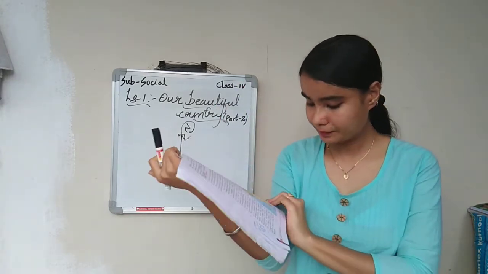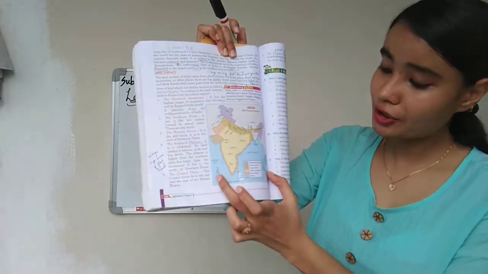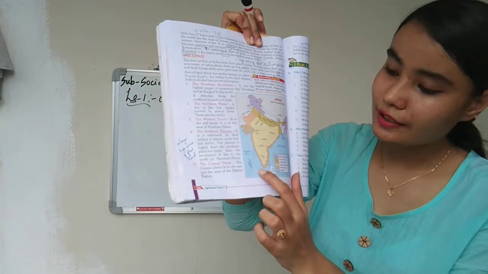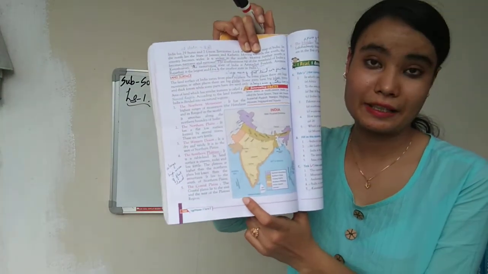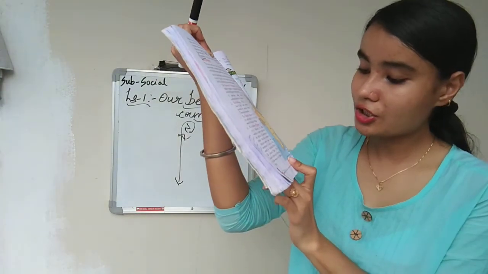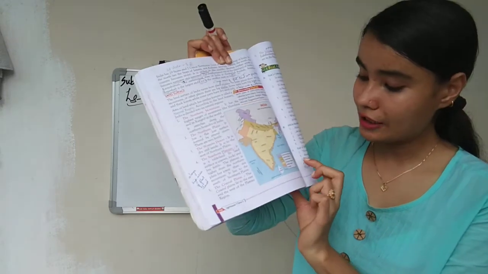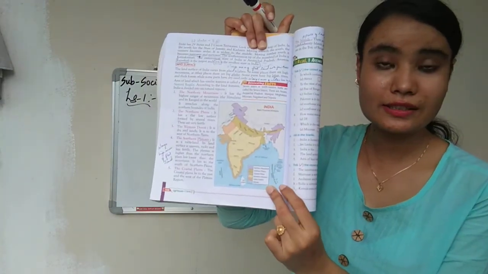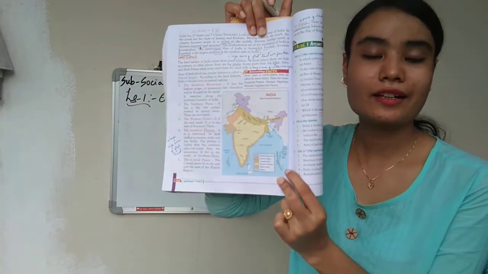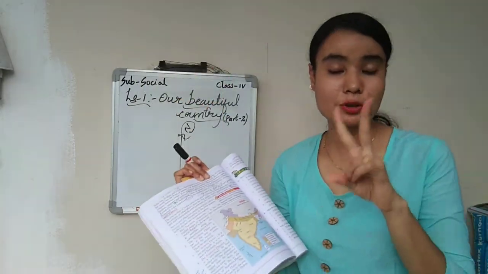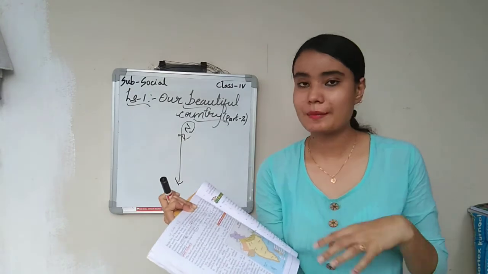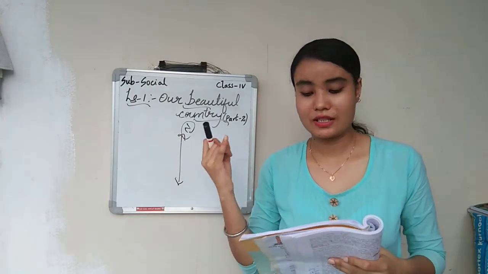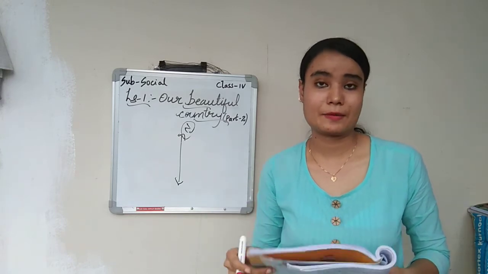I'll show you in this. See, these are the two islands. Where the Arabian Sea is there, you have what? Lakshadweep Islands. And here towards the Bay of Bengal, towards this side, you have what? Andaman and Nicobar Islands. So you have two islands which are surrounded by water. What are those two islands? Lakshadweep Islands as well as Andaman and Nicobar Islands.